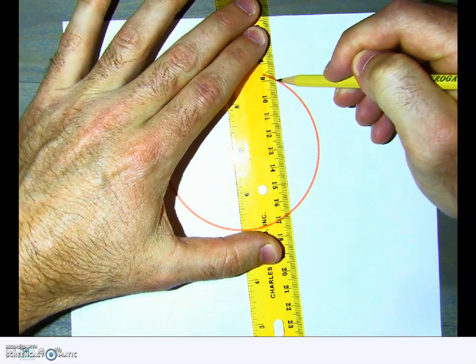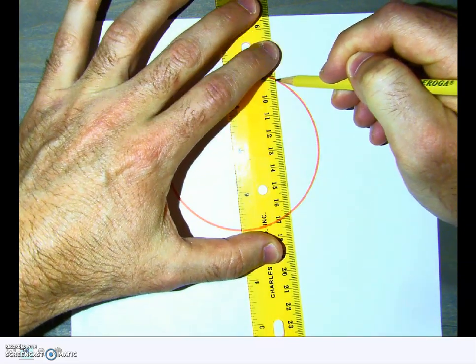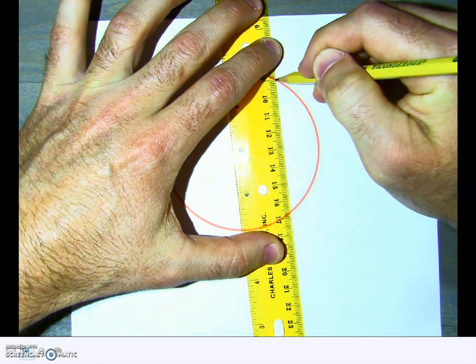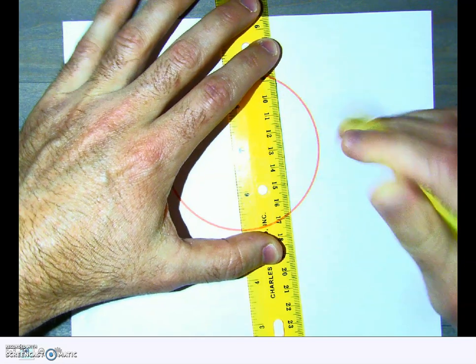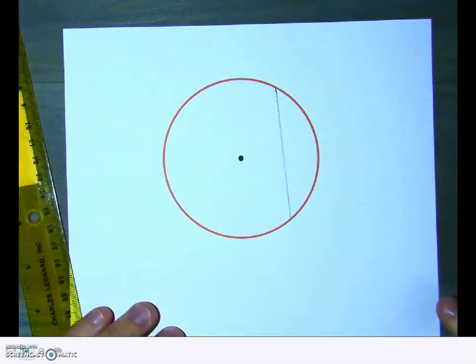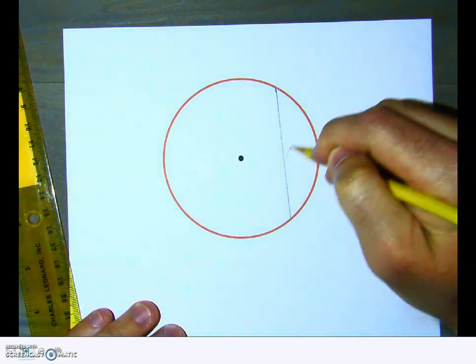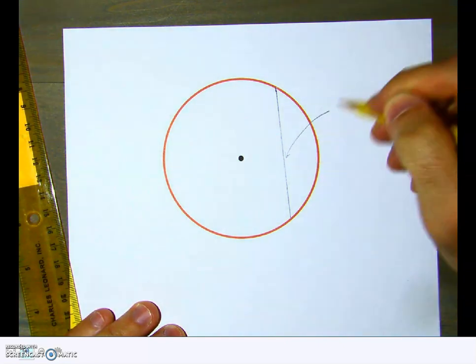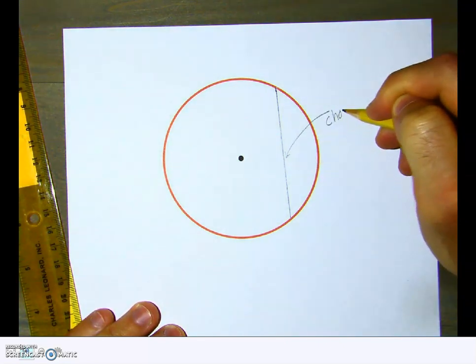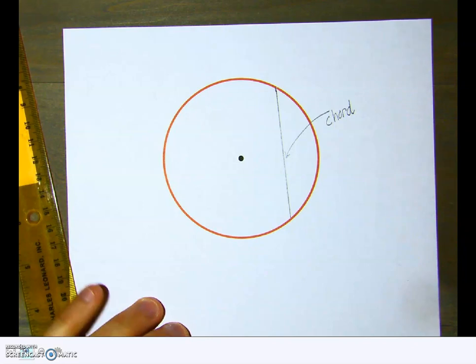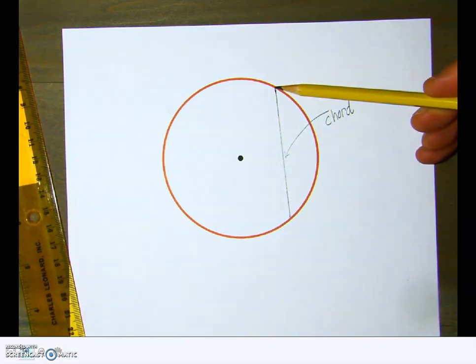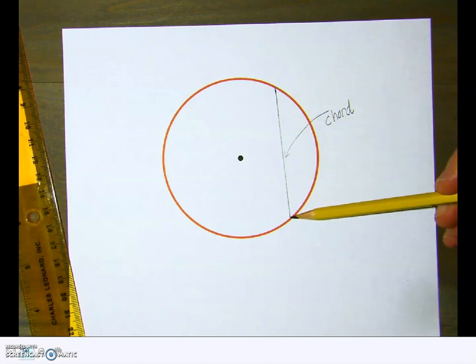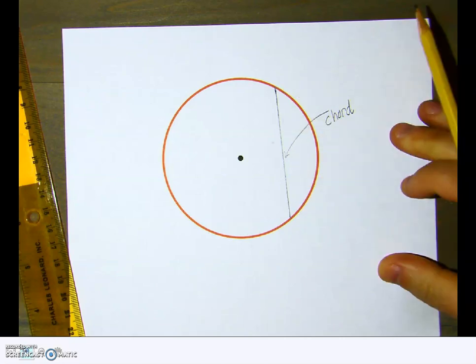A segment that starts at some point on the circle and ends at another point on the circle, like this, has a name. And that name is called a chord, C-H-O-R-D. Okay? That is a segment that starts at some point on the circle and ends at another point on the circle.